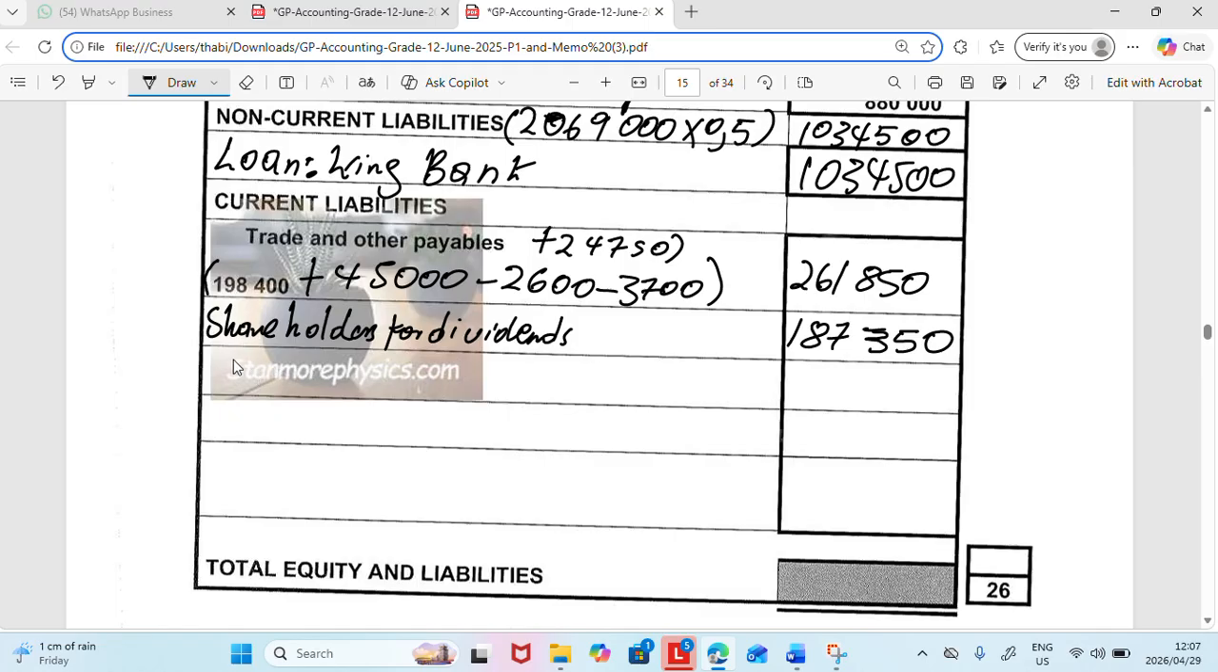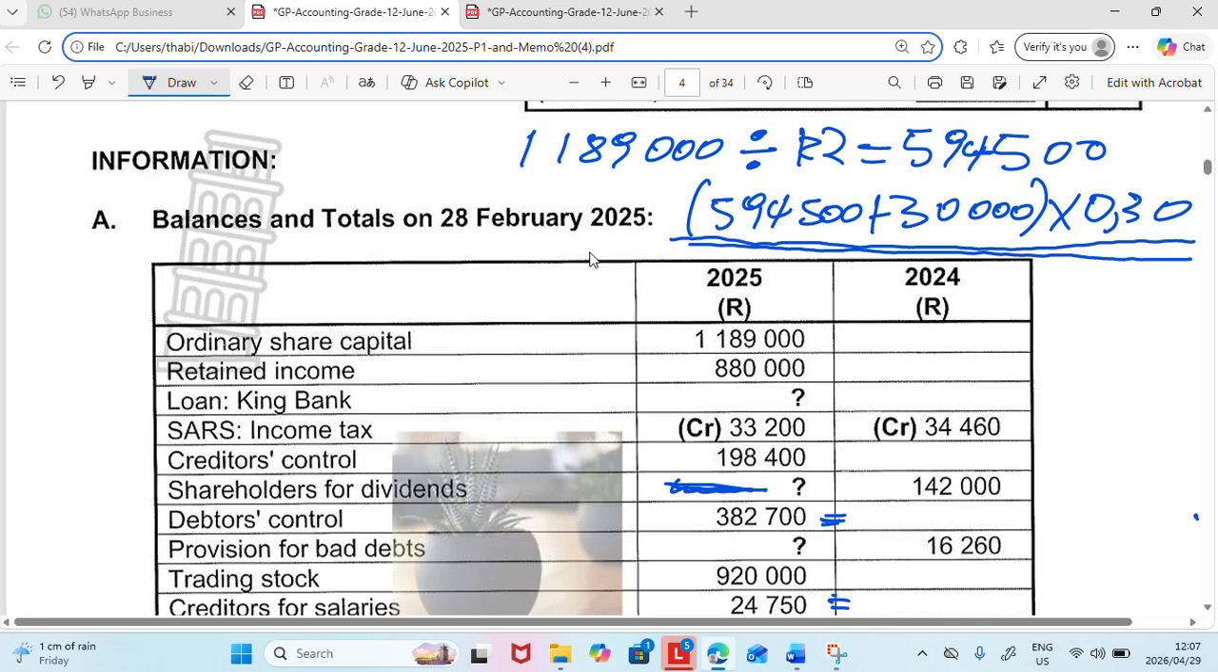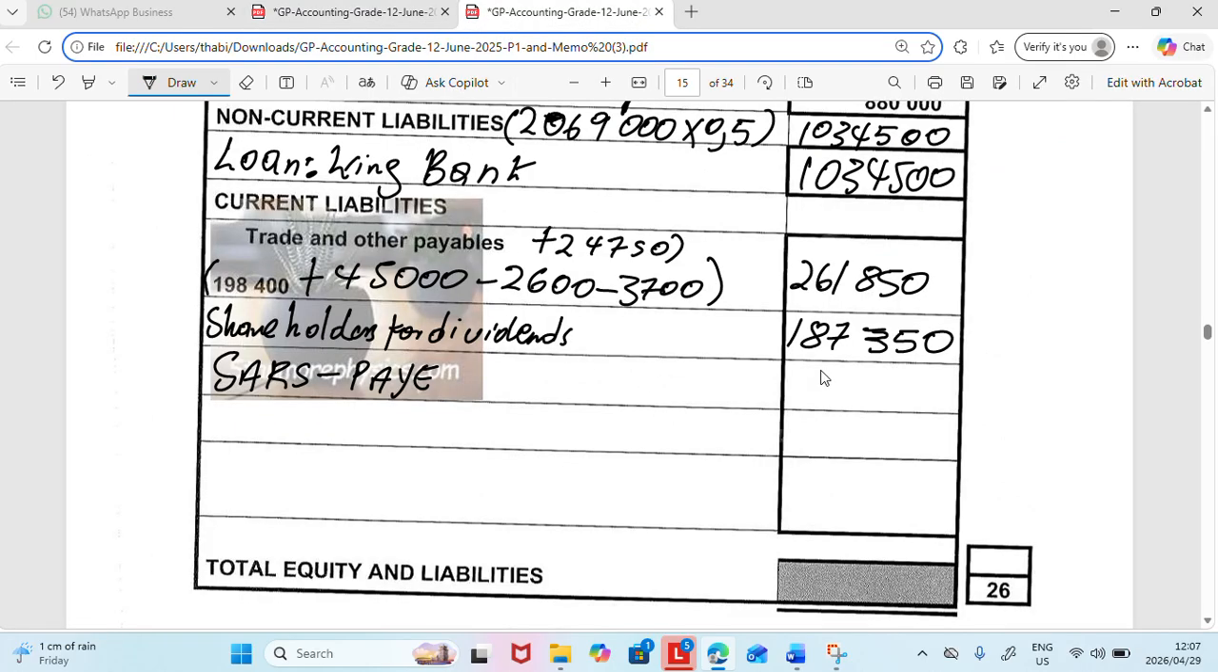So what else do we record? I did check that we owe SARS. Pay as you earn, we owe SARS. So check from SARS, income tax. Income tax, so we have a credit at the end of the year, credit 33,200. We owe SARS that amount at the end of the year. We owe SARS an amount of 33,200.